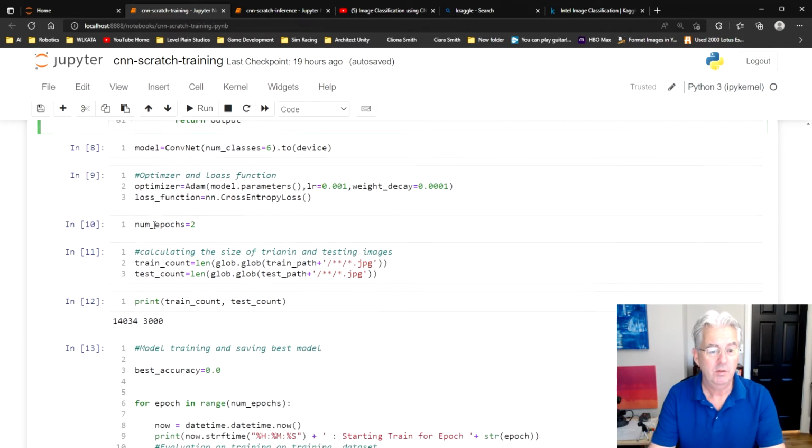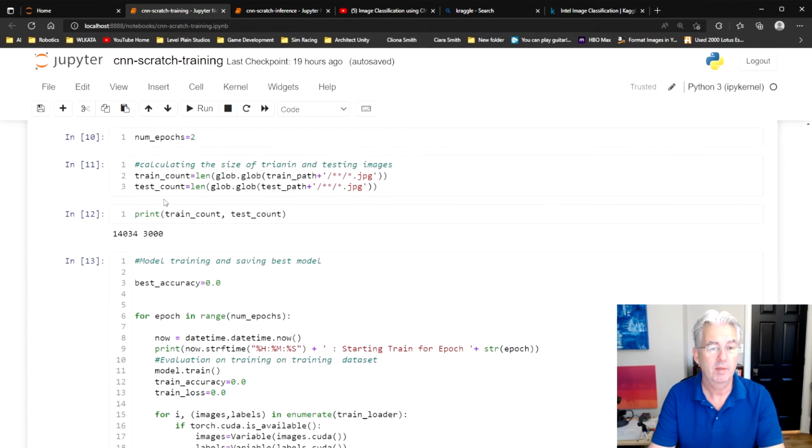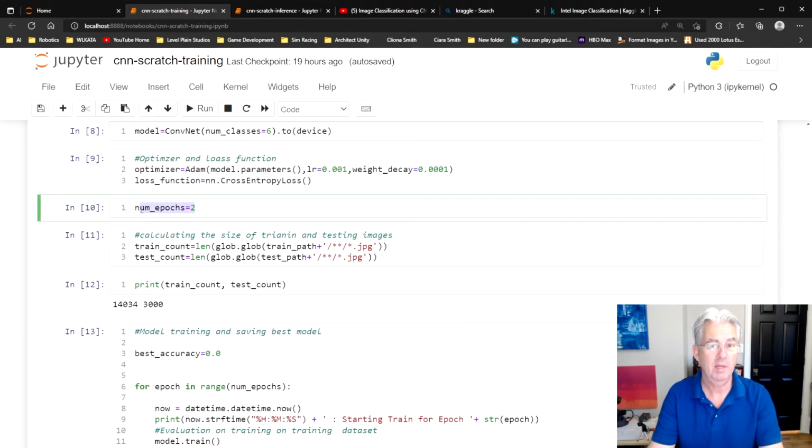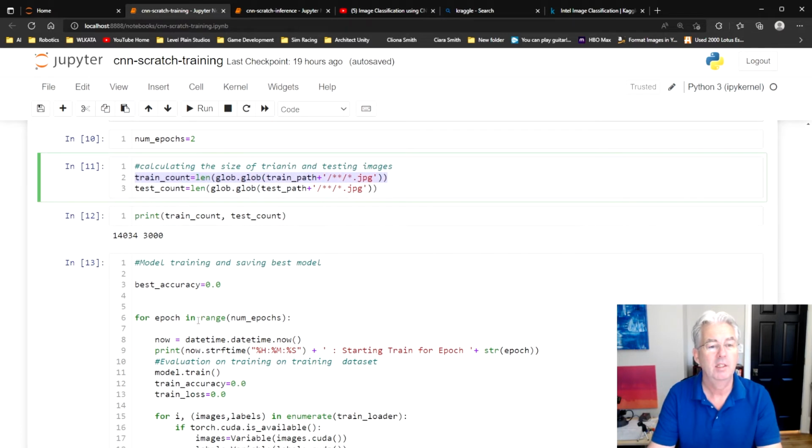So then we go down to the heart of this thing here. There's things called epochs. Epochs on you, as they would say in Monty Python. This is the number of iterations you're going to run this whole thing through. 2 is too small, but 10 takes a long time. And then you're saying, okay, how many images do I have to train and to test? And we're doing some printouts. So we have 14,000 images in the training set, and we have 3,000 in the test set.